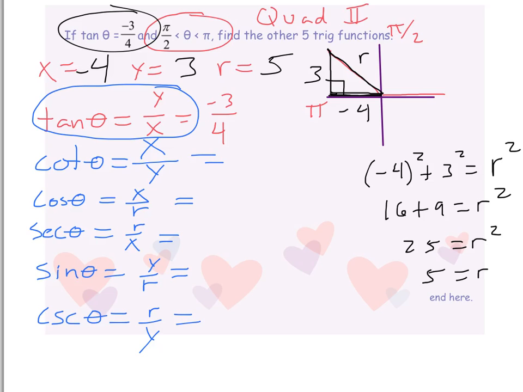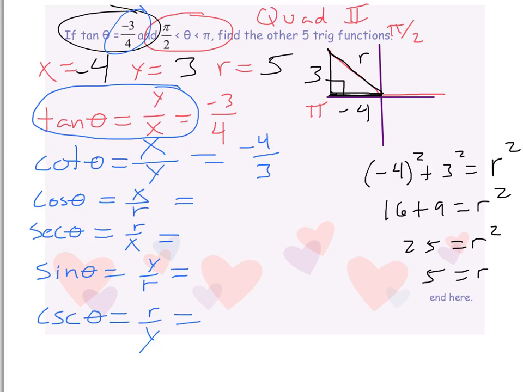Once I have all that set up, and if you know your trig functions, really not a whole lot to it for this problem. Okay, x is -4, y is 3, there's your cotangent value. Okay, and worth noting, I didn't even need to find r. I could have just taken the reciprocal and flipped the tangent value, which I can always do to get cotangent.